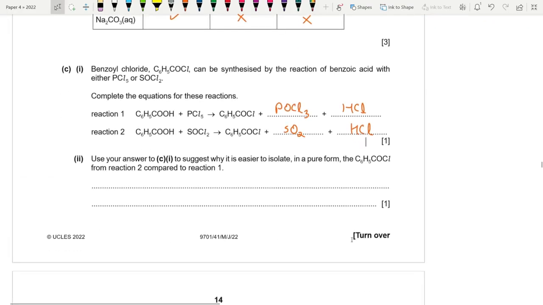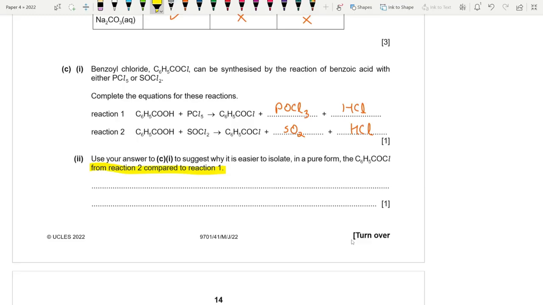Use the answer to suggest why it is easier to isolate in pure form. Oh my god, I was just about to say this. But I actually had second thoughts. I was about to say that you've seen this reaction from a scheme, right? In reactions of alcohol with alkyl halides.